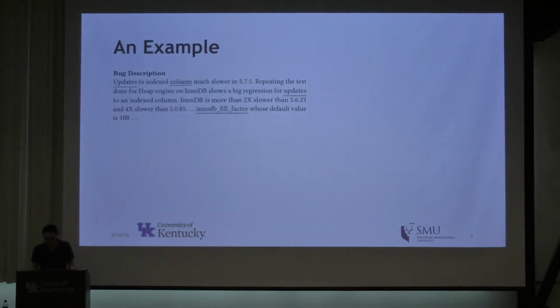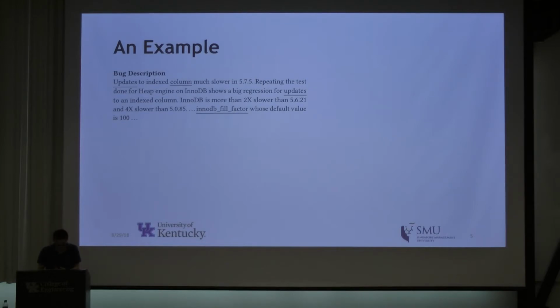Since our work is heavily reliant on bug reports, I'd like to give you a taste of what a performance bug report looks like. Here we're looking at a MySQL database bug report. What this bug says is that when the user is trying to update the index column, it takes longer than before. And this is true when the configuration option, DB fill factor, is set to the default value, which is 100.